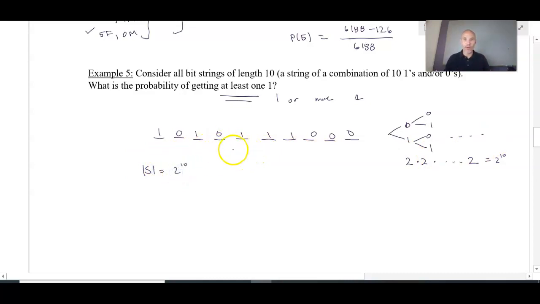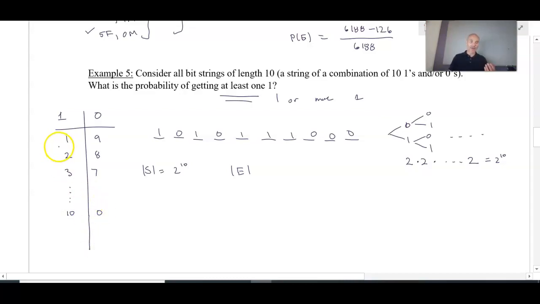2 possibilities at each juncture, 10 possible slots. This is going to be 2 to the 10th. Now, how do I get what I want, which is strings with at least 1, 1? Well, similar to up here, for the number of 1s and the number of 0s, I could have 1, 1 and 9 zeros, or I could have 2 1s and 8 zeros. Okay, I have at least 1, 1 in each of these cases. I could have 3 1s and 7 zeros, all the way up to all 10 1s and 0 zeros. Okay, that means I have to do 10 separate counts and add them all together.